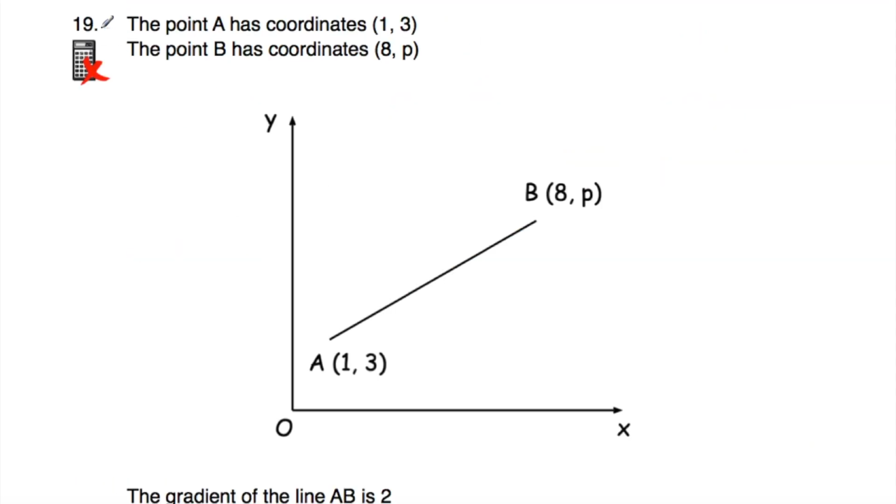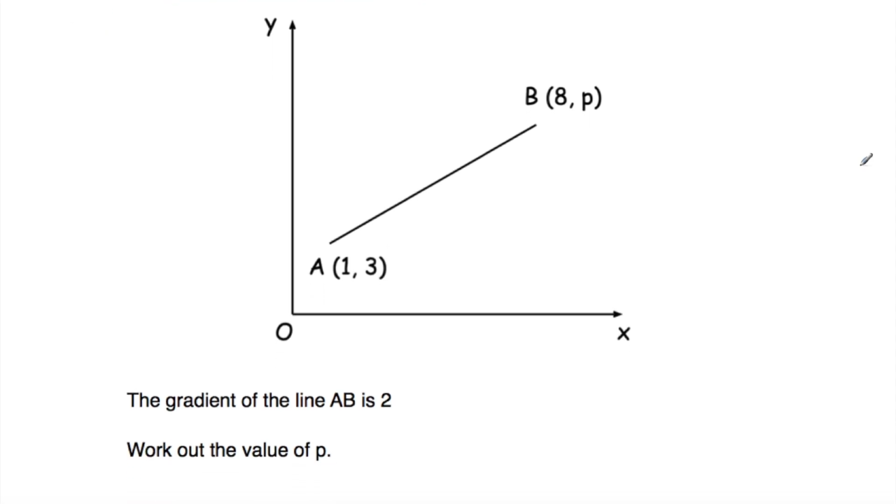Okay, let's have a look at our next question, question number 19. So question number 19 says the point A has got coordinates 1, 3, and the point B has got coordinates 8, p. And the question says that the gradient of the line AB is equal to 2. So the gradient of this line is equal to 2, and we've been asked to work out P, so the y coordinate of the point B.